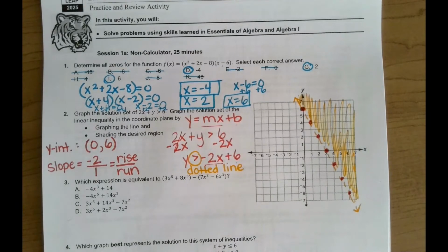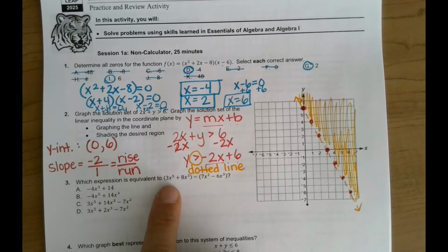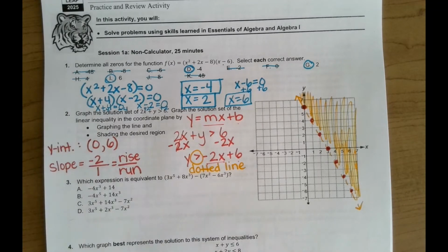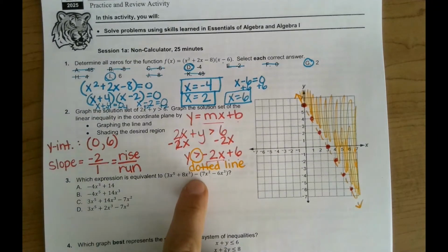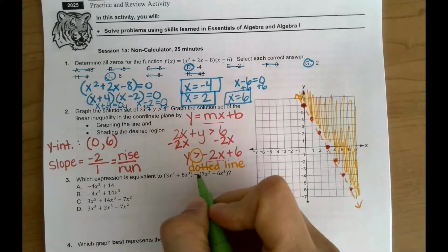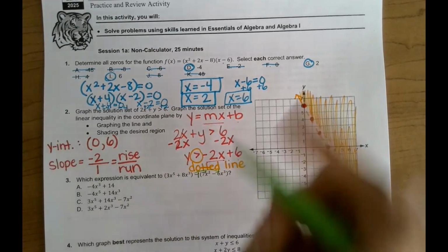Number 3. Which expression is equivalent to 3x to the 5th power plus 8x cubed minus 7x squared minus 6x cubed? So we have to simplify this and combine like terms. So the first step, I see there's this negative, it's subtraction right now, but we want to change it to addition. So we need to distribute, this is like negative 1 on the outside. We need to multiply everything in this binomial by negative 1.